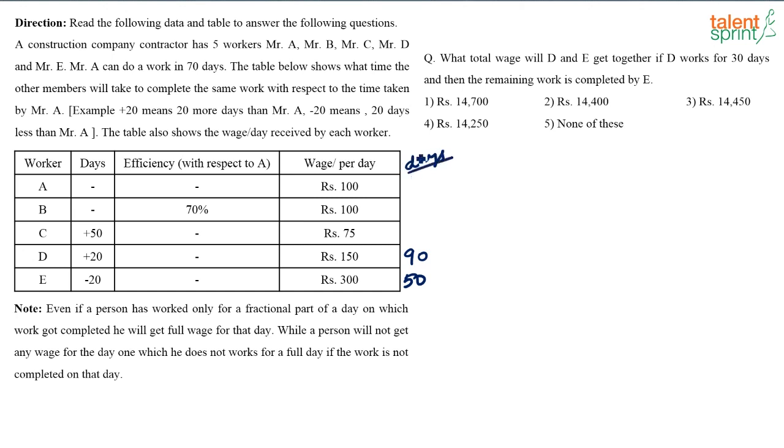Right, that's what we know. Now, if D and E are working together, what is the LCM of 90 and 50? Again, I am using the LCM method here because I feel it is very easy. LCM of 90 and 50 is 450.